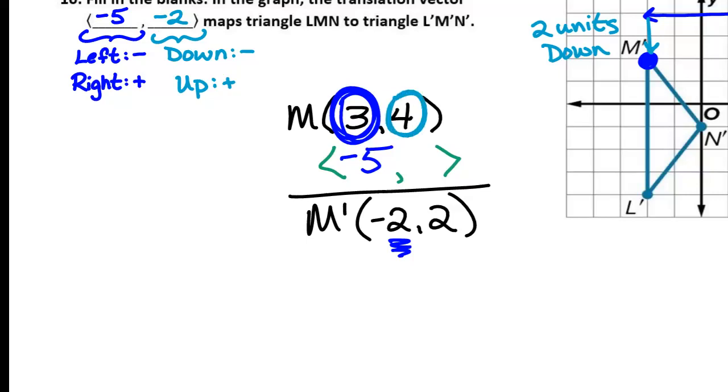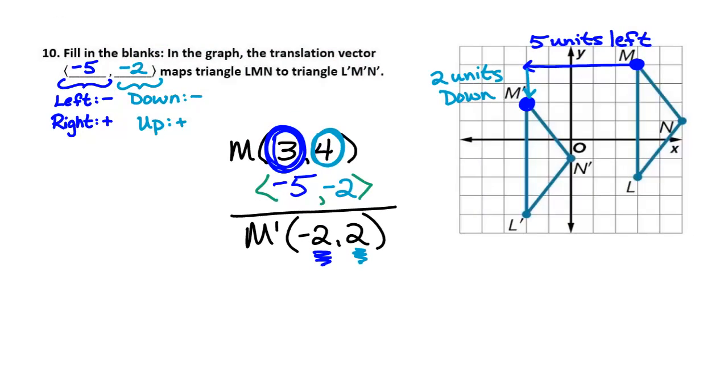What would I do to a 4 if I wanted to end up with a positive 2? Subtract by 2. 4 minus 2 would give me 2. I got the exact same translation vector, whether I did it by counting or whether I did it with ordered pairs. You pick the way that you like the best.